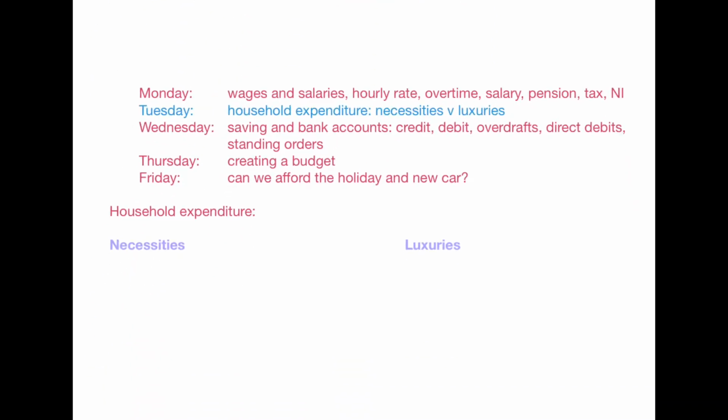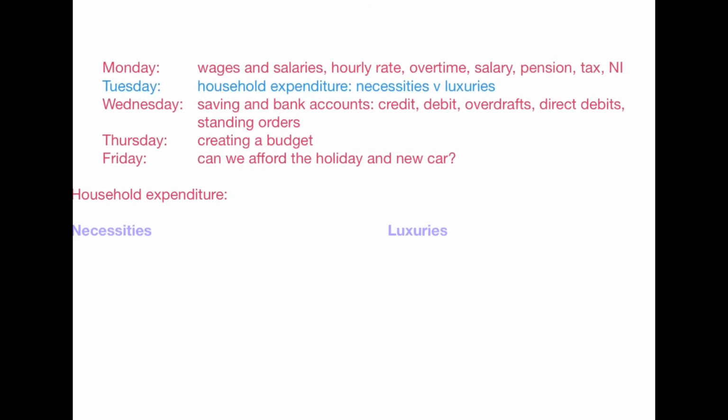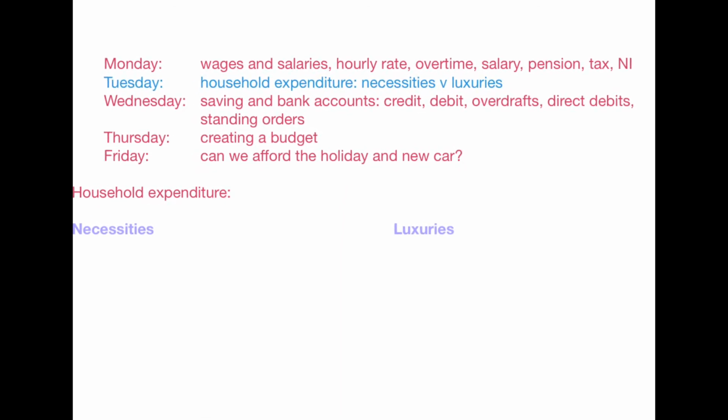So moving on then. This is the plan for this week. Okay, so yesterday we looked at wages and salaries and everything to do with earning money. Today we're looking at household expenditure, necessities versus luxuries. So they're words that we're going to have to explain in a minute. And then for the rest of the week, we're doing things like saving and bank accounts and all the words that are associated with that. Thursday, we're going to look at how we create a budget, how we work out what we've got enough money for. And then Friday, we're going to look at can we afford the holiday and the new car. So I'm hoping that's going to be a yes.